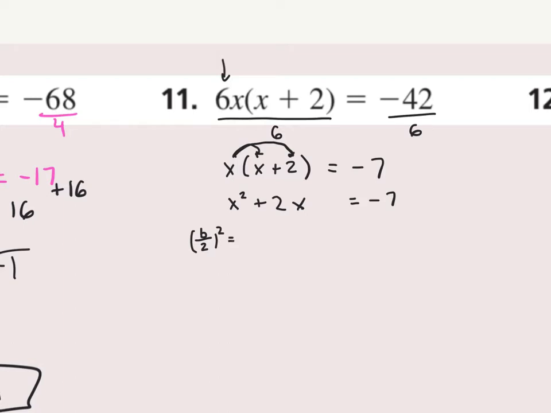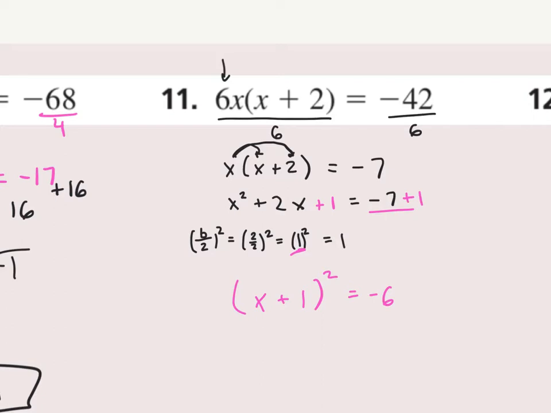Our b is 2, so this is 2 over 2 squared, which is 1 squared, which is just 1. So we are adding 1 in here. If we add 1 to the left, we have to add 1 to the right side. And now our new binomial is x plus 1, because we get that 1 from inside of our parentheses there. And then that's equal to negative 7 plus 1, which is negative 6.